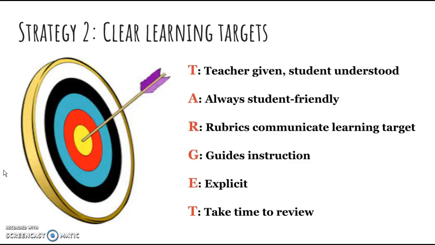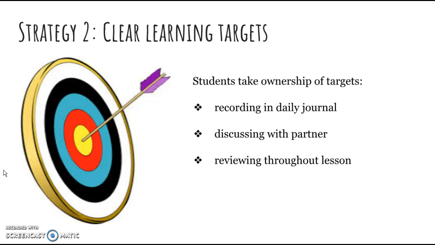And in strategy 2, talking about targets, they need to be teacher given, student understood, always student friendly. Rubrics communicate the learning target, guide instruction, targets are explicit, and we need to make sure to take time to review them throughout the lesson. Students take ownership of their targets by recording them in daily journals, discussing with a partner, and reviewing throughout the lesson. So we make sure that students know what we're talking about the entire time.